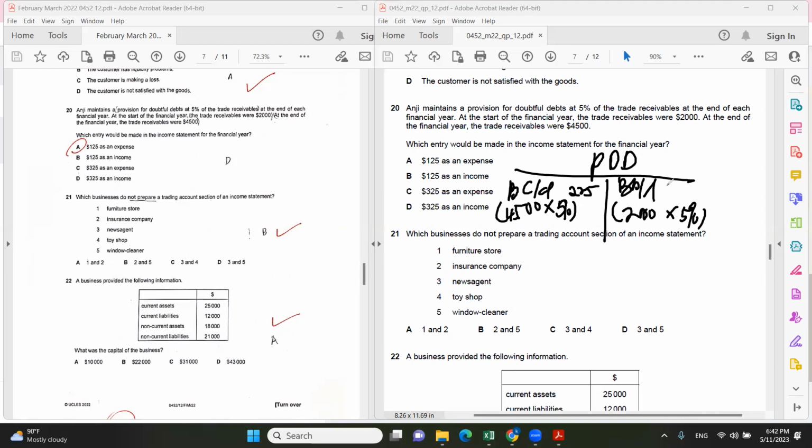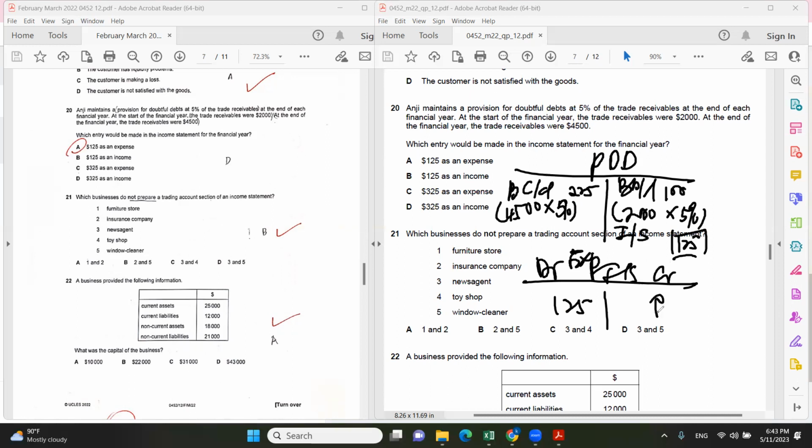So we get 100. So this is an increase. The difference we have to put in here is 125, to get the total debit and credit the same. So this credit, provision for doubtful debt, in the income statement will become a debit. In the income statement, debit is an expense, credit is an income. So in this case, this will be an expense. So 125. Okay. Next up.